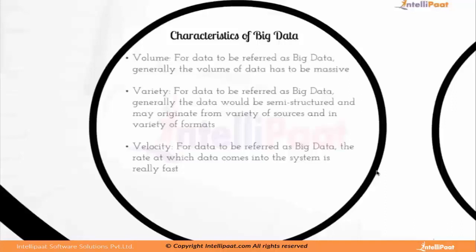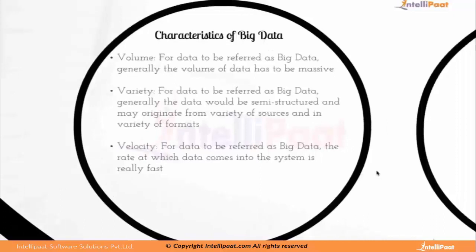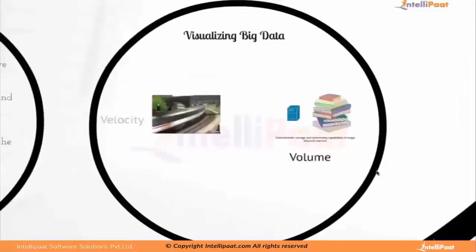Quickly visualizing it, you have volume, data coming into the system with great velocity, data coming from a variety of sources, that's variety. So this is big data. In a nutshell, big data is a lot of data that's getting generated really fast and it's coming from all over the place in all the formats.